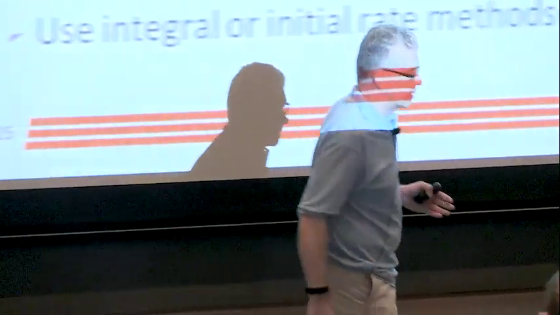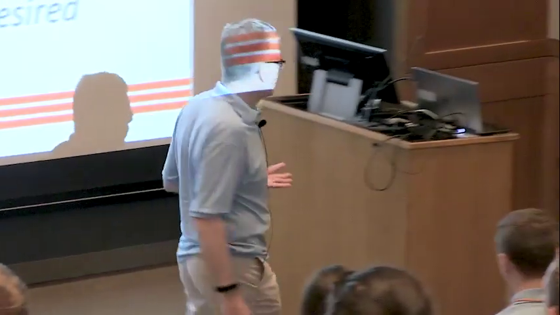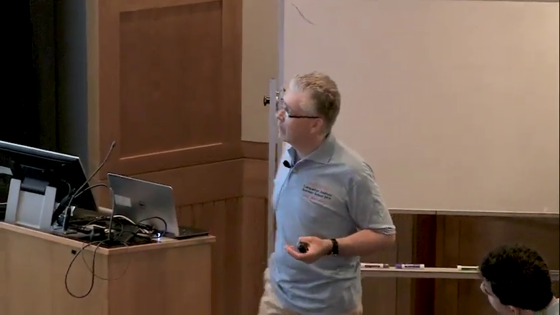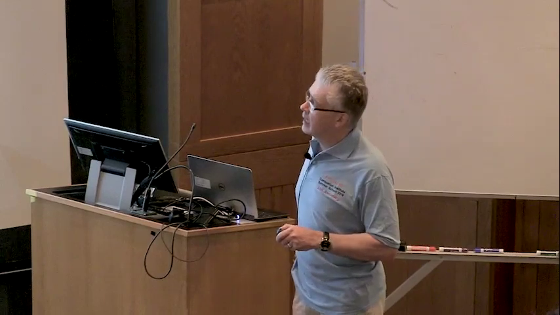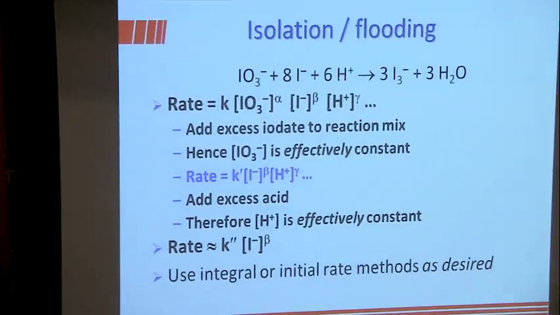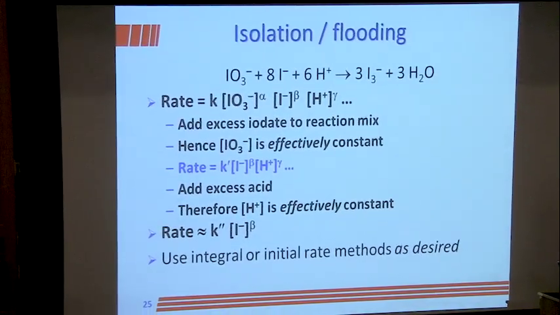Okay, so another way, and this is very similar to the initial rates method, really. Another way to monitor the rate of reaction is just a different way of looking at the initial rates method, in my opinion. They're the same in essence. So here we have IO3 minus plus 8I minus plus 6H plus. It's just a different reaction.